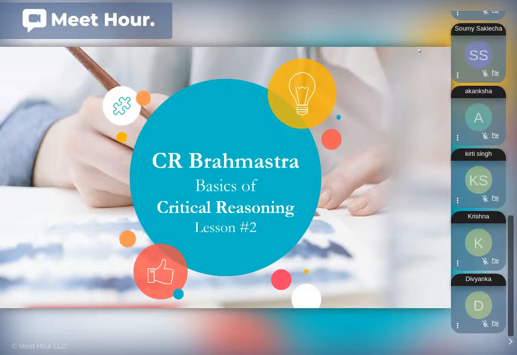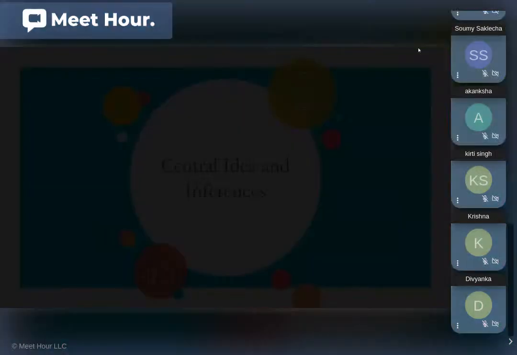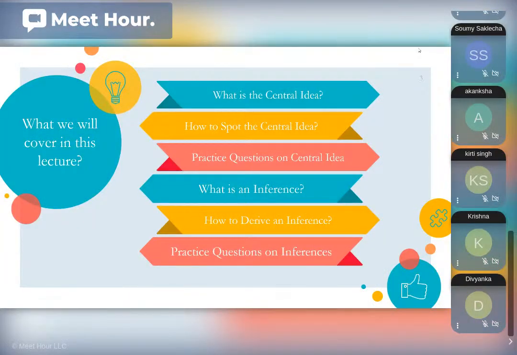What we are going to do in this lesson is look at central idea and inferences. This is a topic which is common to reading comprehension and to critical reasoning across CLAT papers and CLAT mocks. You'll find common questions to this tune, and the logic remains the same. What we talk about in this session, you can apply in your reading comprehension as well as in critical reasoning.